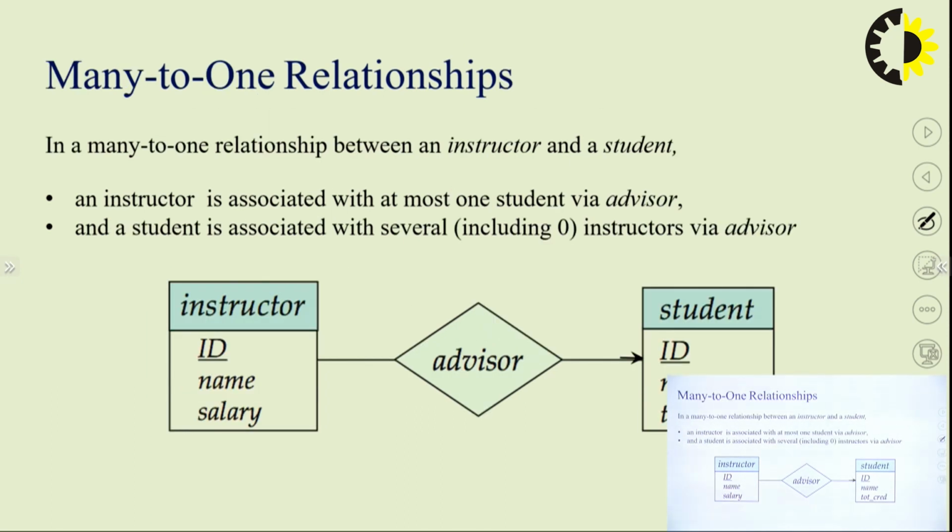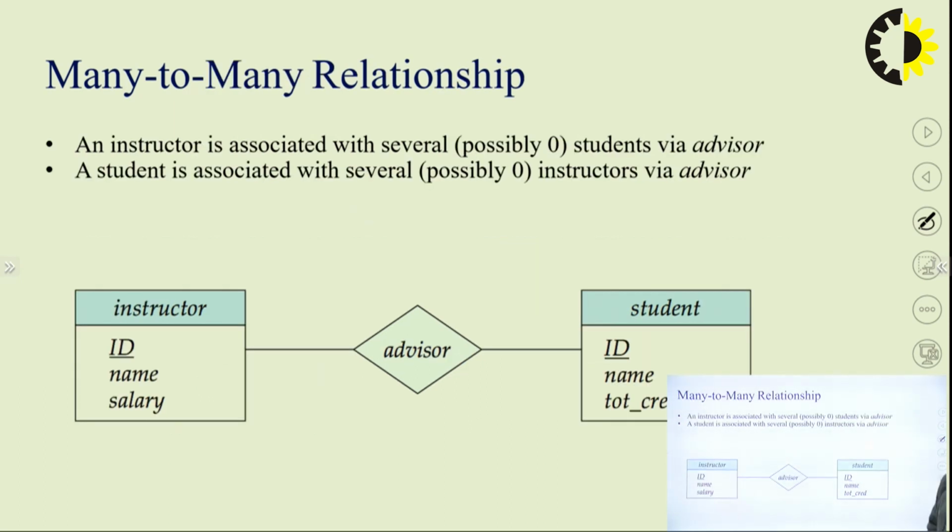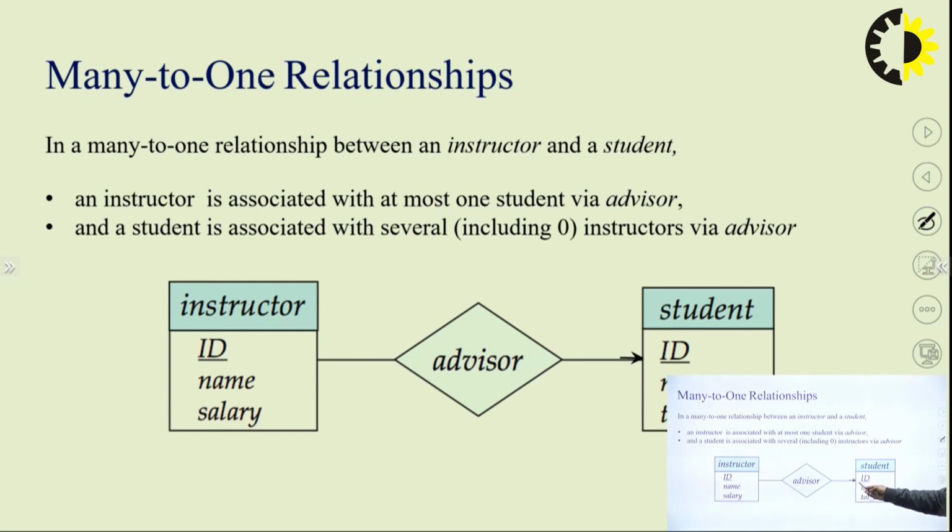Many-to-many relationship. Here an instructor can advise many students, and a student can take advice from many instructors. Here an instructor is associated with at most one student via advisor, and a student is associated with several instructors via advisor. In the previous one, the arrow is given, so it can have at most one student. An instructor can advise only one student via advisor, but a student is associated with various instructors. This is called the many-to-one relationship.